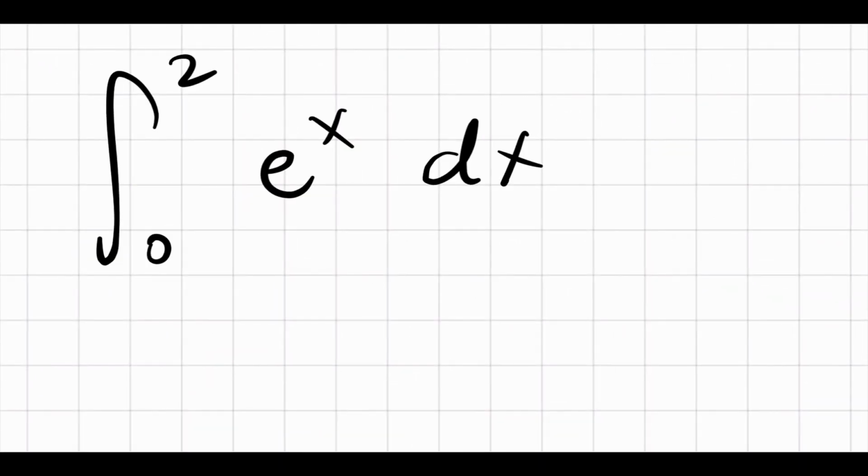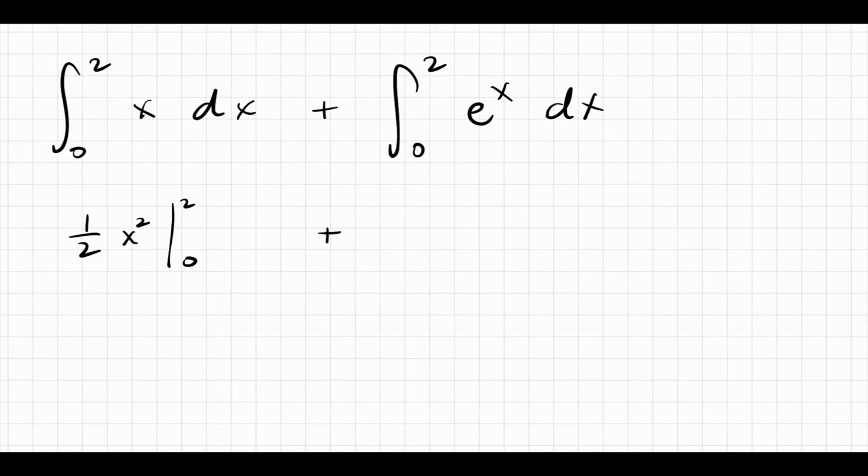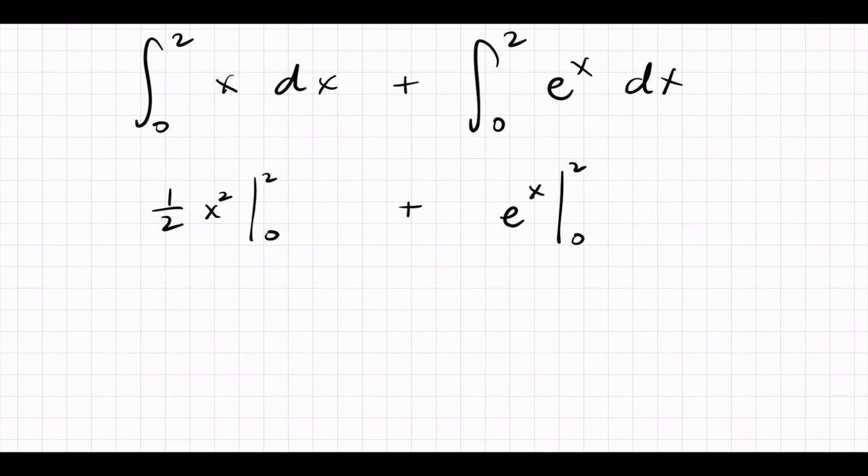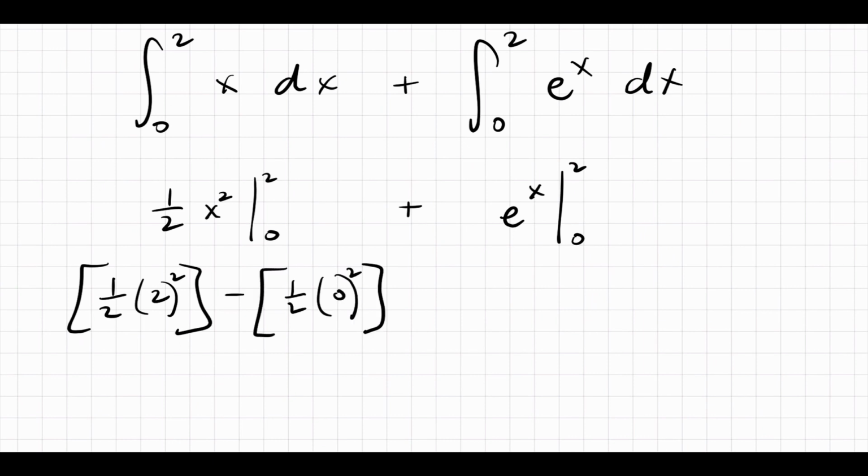And then this guy, the antiderivative of e to the x is e to the x. So it's going to be e to the x from 2 to 0. So it's two mini problems. You just separate it into two mini problems. Plug in 2 for the first one. So I get 1/2 times 2 squared minus 1/2 times 0 squared. This one's just 0 because 0 squared is 0 times 1/2.